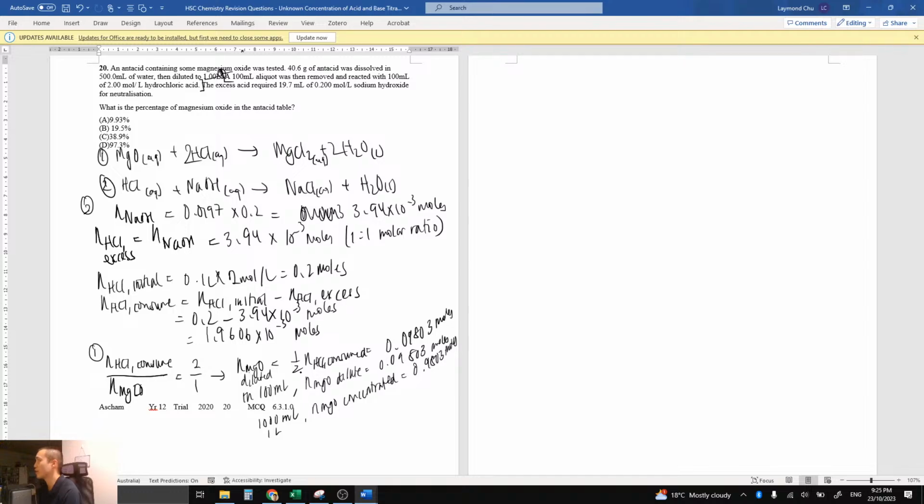Okay, so I don't need to work out concentration anymore because I've got the moles in my 1 liter, and that 1 liter is also the volume in which my antacid was originally dissolved. So I don't need to work out anything concentration related. I just need to work out the moles, which is that. Now I can just work out the mass, which is moles times molar mass, which is 0.9803 moles times 24.31 plus 16.